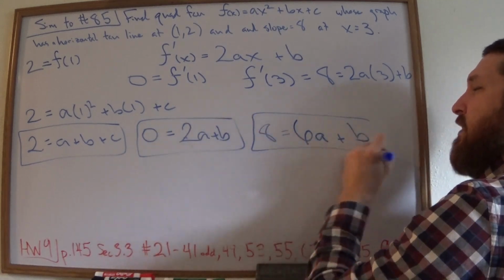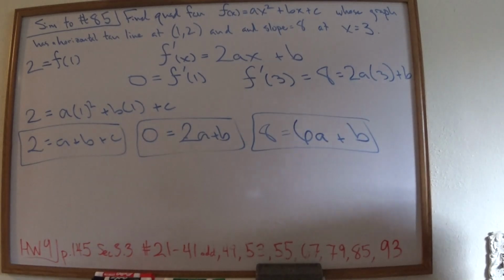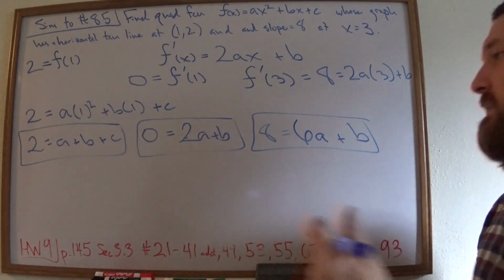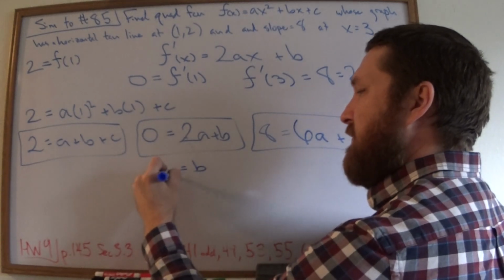Can we use a matrix? You can, but it's a 3 by 3, and I don't know whether or not it would be faster. What I'm going to do here is say, how about b equals negative 2a?